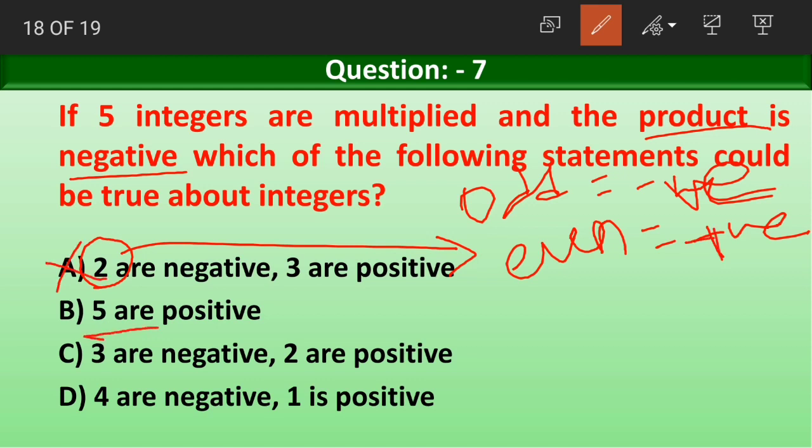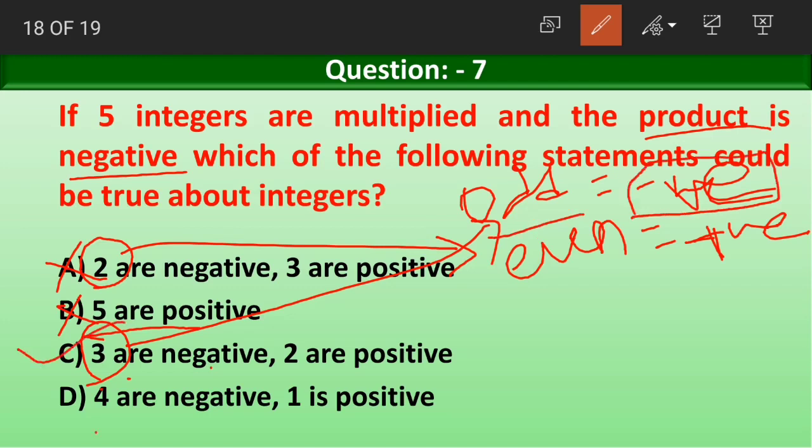Next, all 5 are positive. There are no negative numbers, so the result will obviously be positive. So again this is the wrong answer. Option C, 3 are negative and 2 are positive. What is 3? 3 is an odd number. The number of negative numbers in the given multiplication is odd. So what will the result have? The result will have a negative sign. So this is the correct answer.